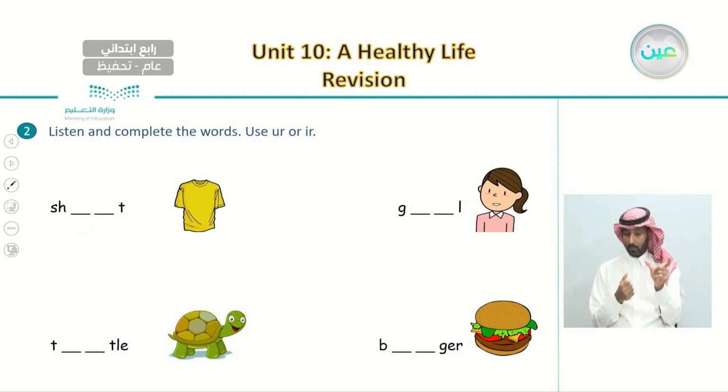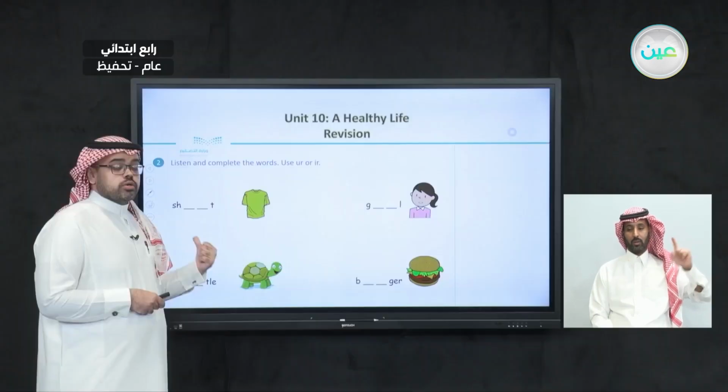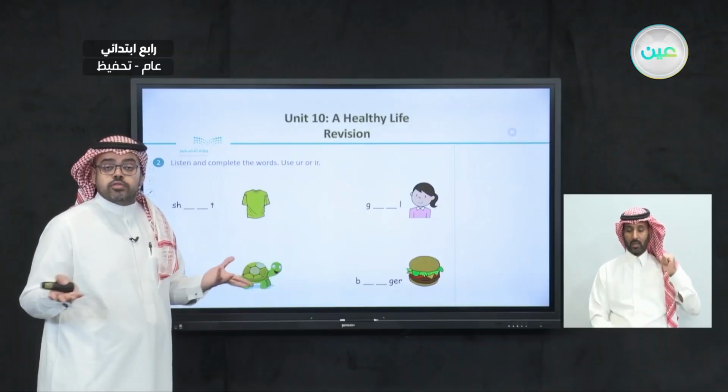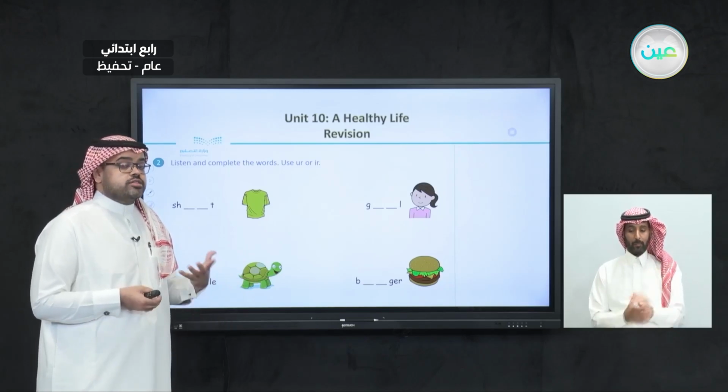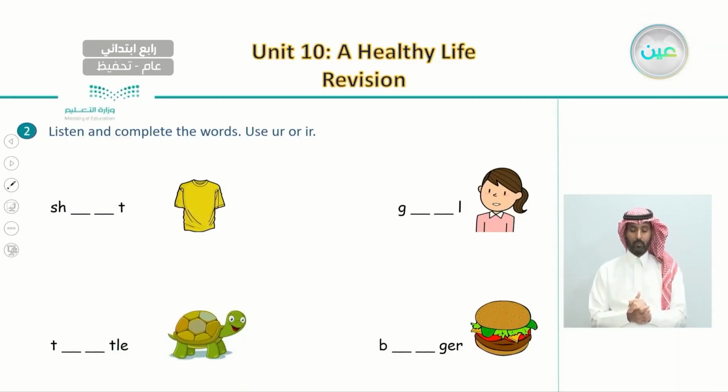So here we have the first word that starts with S and H and ends with T. So let's listen to the word and tell me what we should fill it in with. Shirt. Shirt. Shirt. So here, the first word is shirt. And what do you think? What are the letters that we should use to fill in this word? Shirt. Is it UR or IR? It is, of course, IR. Shirt. Now, let us move on to the second word.